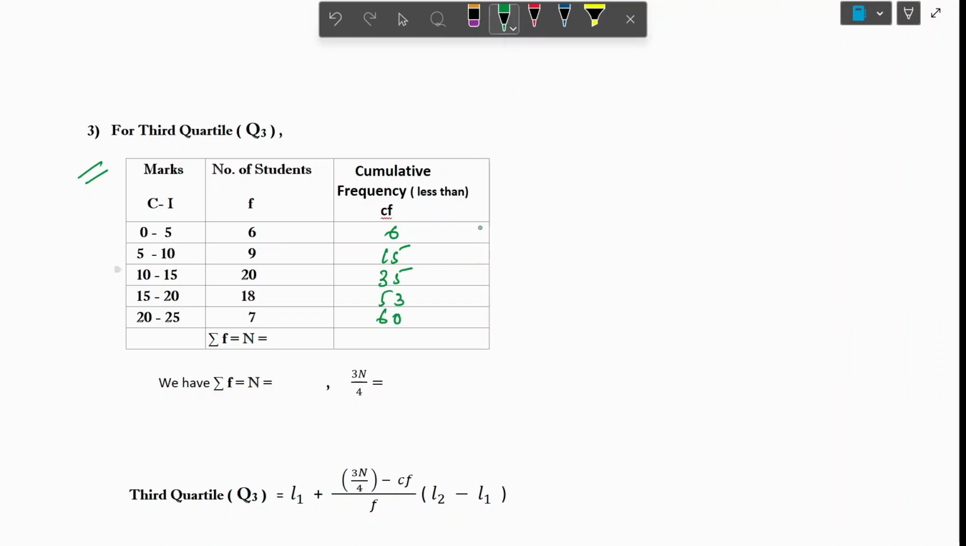and 60. Here total also calculate and check that these two values are matching. Otherwise your addition is wrong. Therefore you want to check that thing. Now next, what you want to find? You want to find what is a Q3 class.